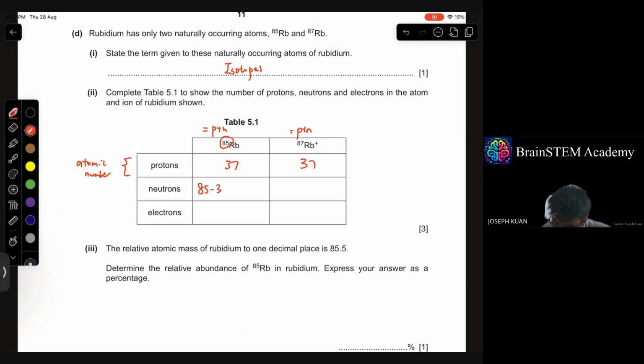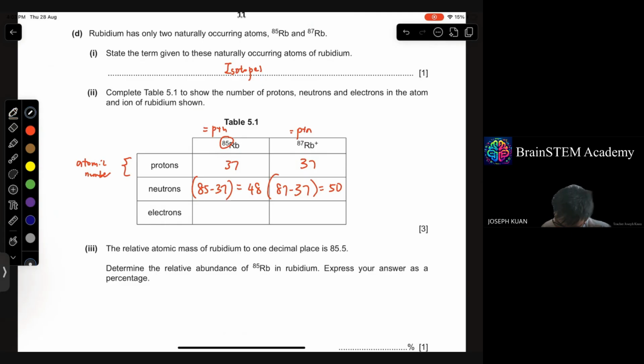So the first one, you find it by taking 85 minus 37. This one will give you 48. And the second one, you just take 87 minus 37, that gives you 40. Is it 40? Wait, hold up. No, 50. My bad.